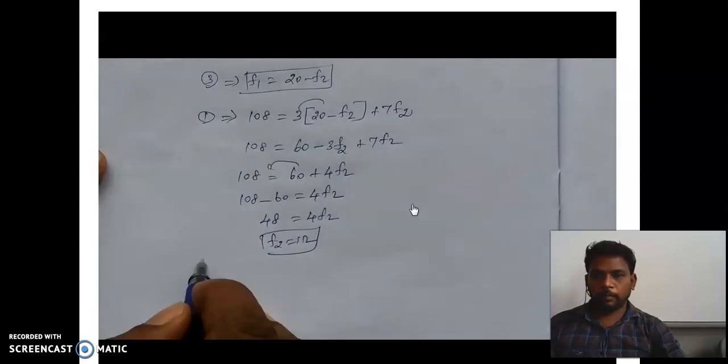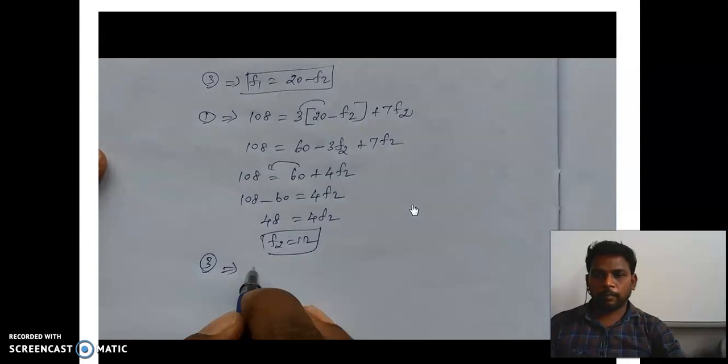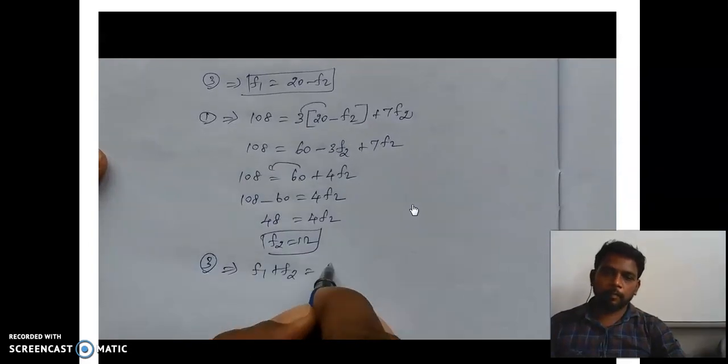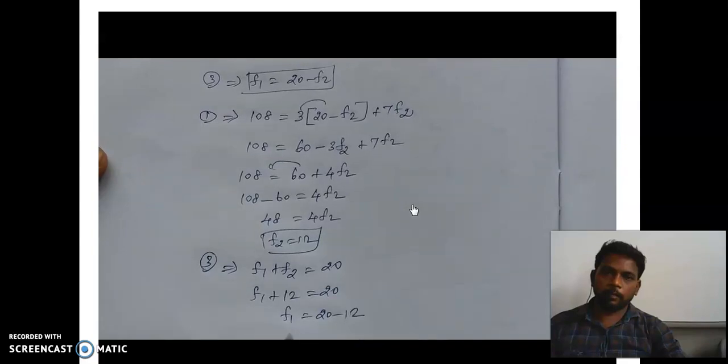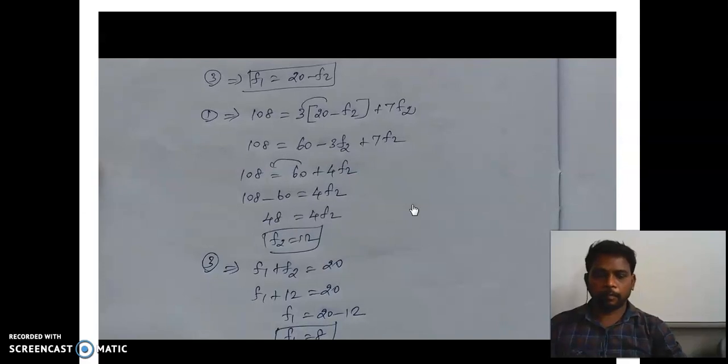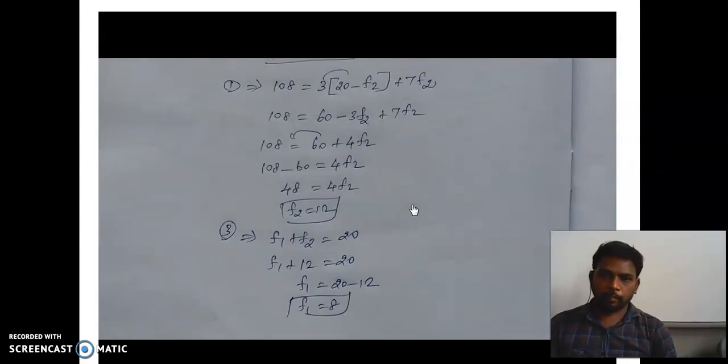To find the value of f1, substitute in any one of the equations. Let us take equation number 3, that is f1 plus f2 equals 20. Substitute here, so f1 plus 12 equals 20. So f1 equals 20 minus 12, so f1 equals 8. So f1 is 8 and f2 is 12.